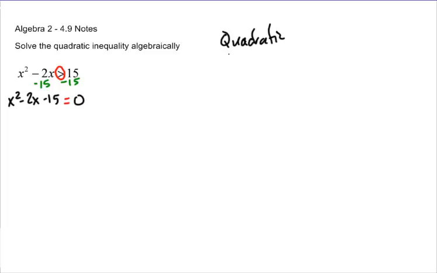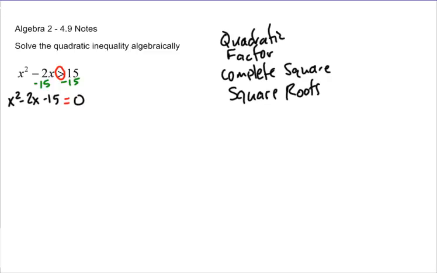Now, solve this out however you want. You can use the quadratic formula. You can factor it. You can complete the square. You can take square roots. So you've got all these options. The ones that I would consider first would be factoring, because I think this will factor without a big problem. So looking at it, I'm trying to think of the things that multiply to make 15, 3 and 5, 1 and 15, that subtract and make 2. And guess what? It's going to be this one right here.